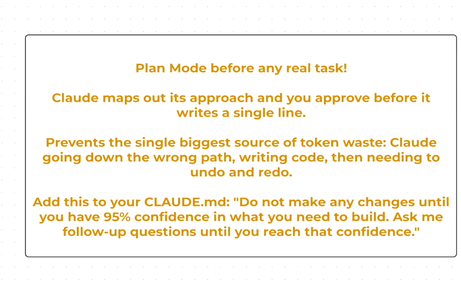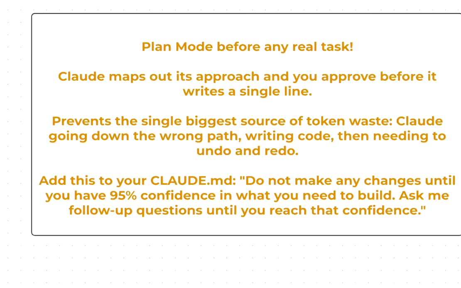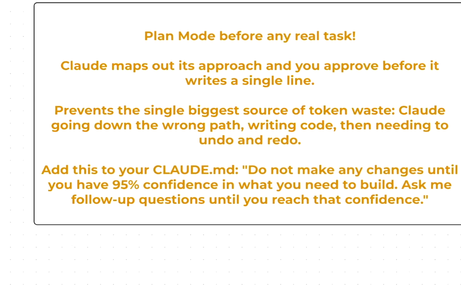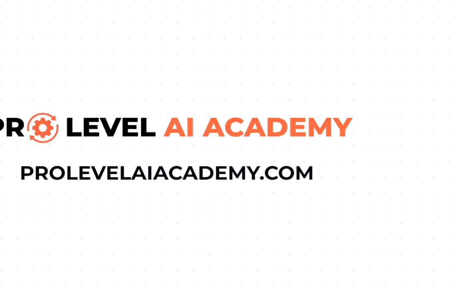So Claude maps out its approach and you approve it before it writes a single line. And this prevents the single biggest source of token waste: Claude going down the wrong path, writing code, then needing to undo or redo. And you can add this line to your CLAUDE.md file: Do not make any changes until you have 95% confidence in what you need to build. Ask me follow-up questions. So you can add this to your CLAUDE.md, the global brain that we were talking about. Basically, this is the kind of rule you can add to this file, and make it ask you questions about the build.